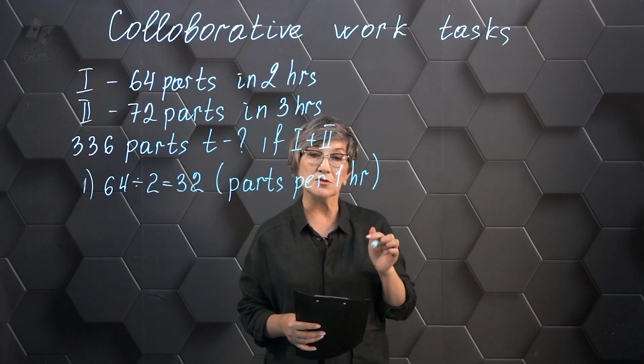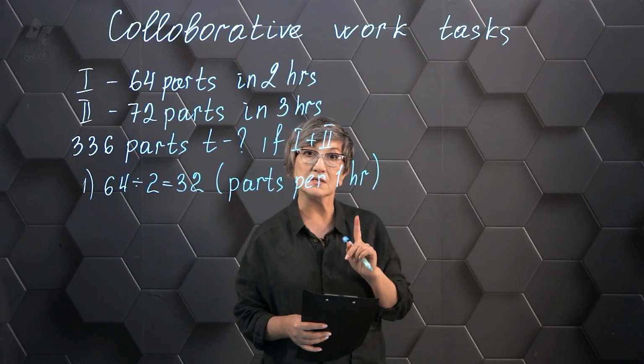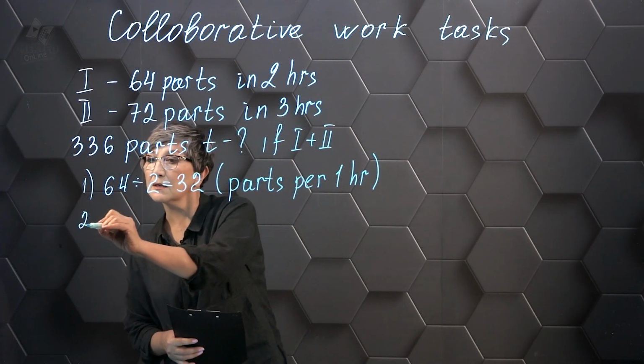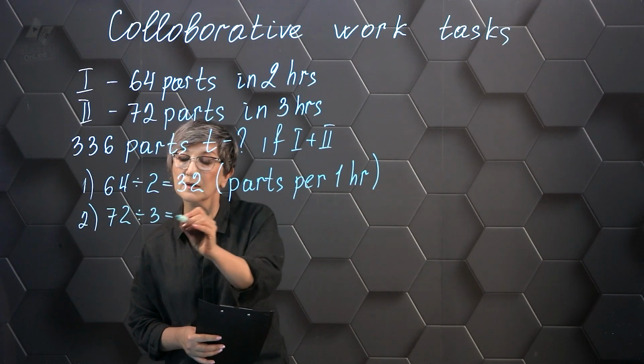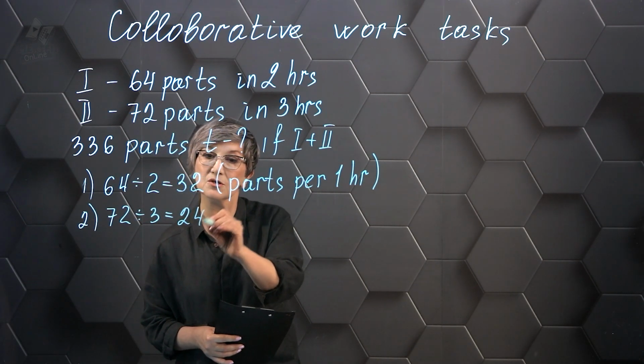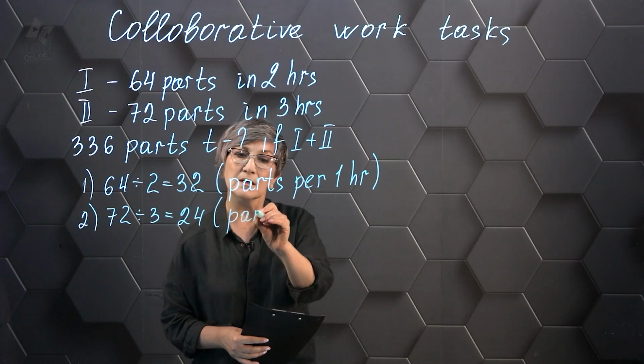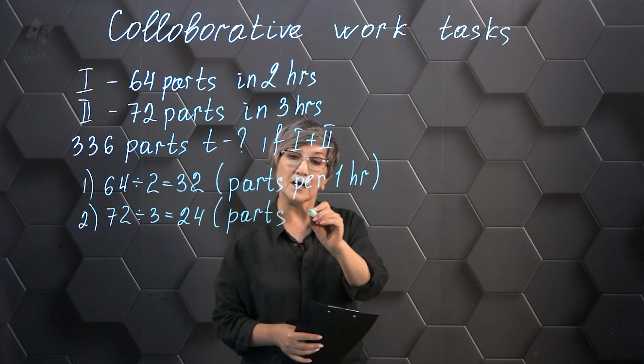And now let's calculate how many parts the second group makes in 1 hour. For this purpose, we divide 72 by 3. The result is 24 pieces. The second group makes 24 pieces in 1 hour.